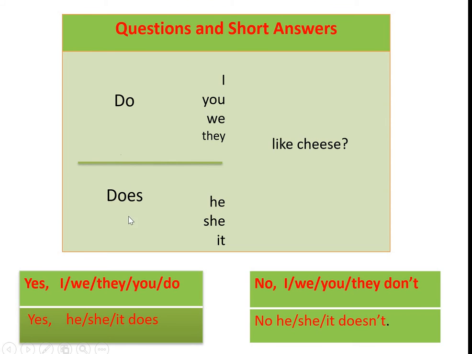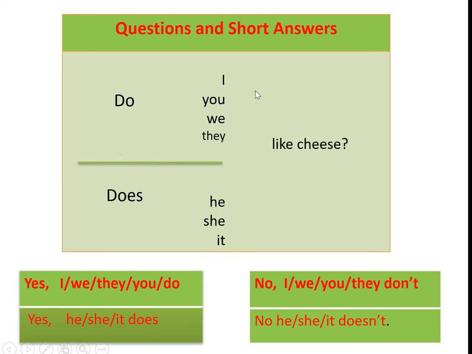So here also, if you want to make questions and short answers in the simple present, we have to use do and does. But in this case, we put do and does first, and then we put the subject, and then the main verb and the complement of the question. So we start with do and does, which is the helping verb. Here we have the subject, I, you, they, or he, she, it. And then we put the main verb and the complement of the question.